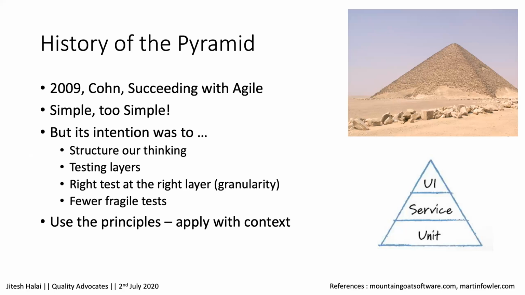And also thinking about what is the right test at the right point, and do I have it at the right granular level? And naturally, the tests at the top of the pyramid, the UI tests, tend to be more fragile. The tests at the lower part of the pyramid tend to be quicker, with a faster feedback loop. So the point of the pyramid here is use its principles, structure your thinking, define the layers within the context of your domain, your business domain, your development domain, and then move it forward.